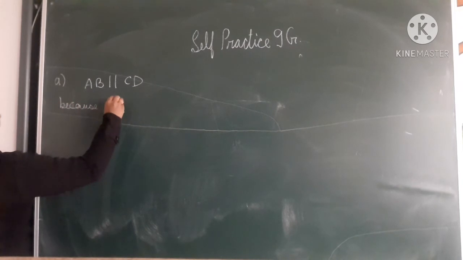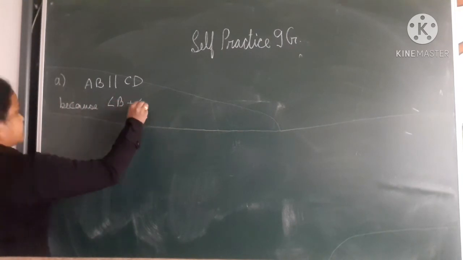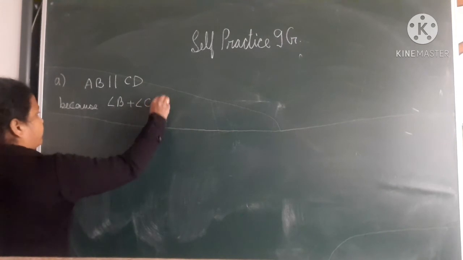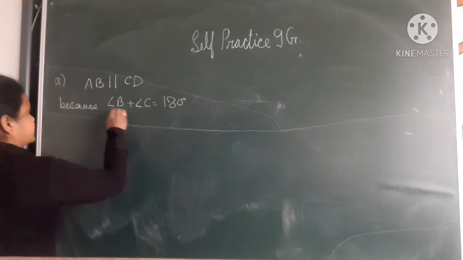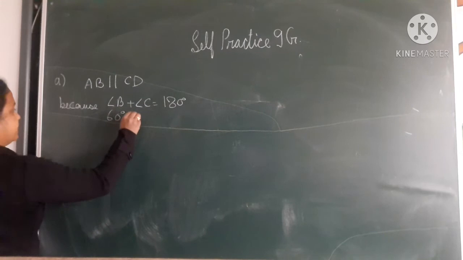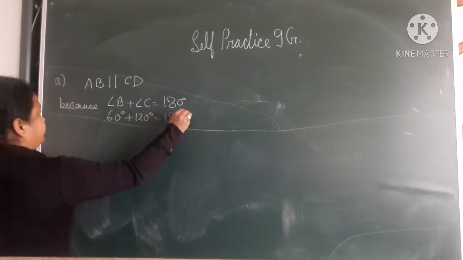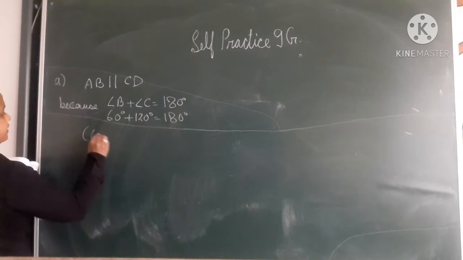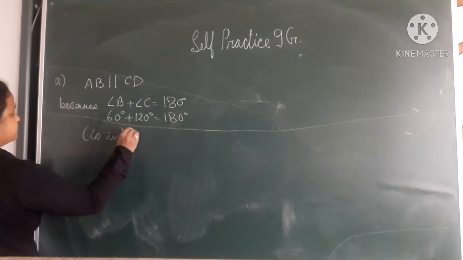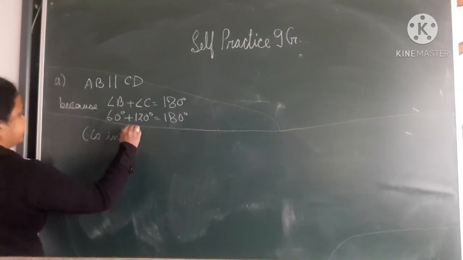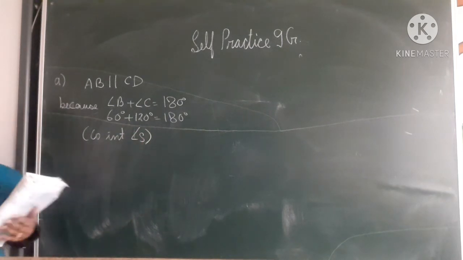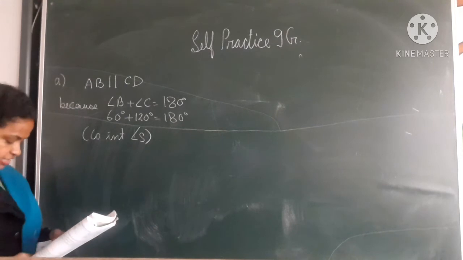Angle B plus angle C is equal to 180 degree. 60 degree plus 120 degree, which is equal to 180 degree. So due to co-interior property, due to co-interior angles. So when they are co-interior angles, means they are parallel to each other.